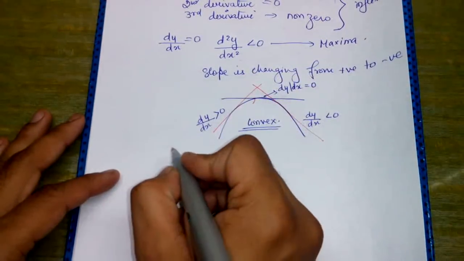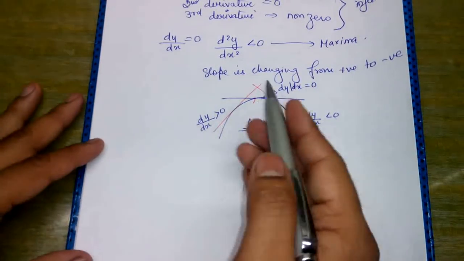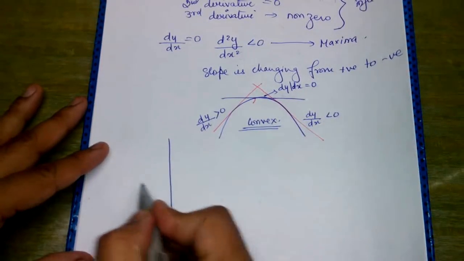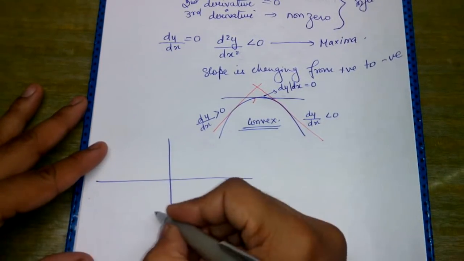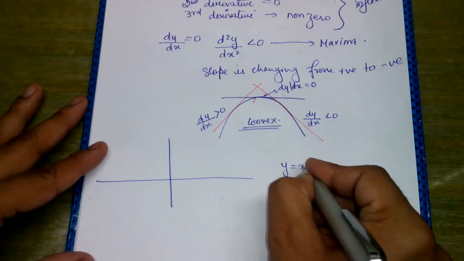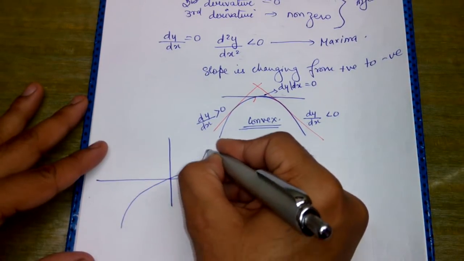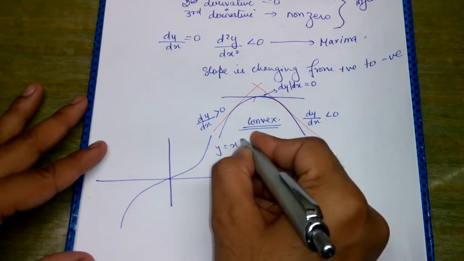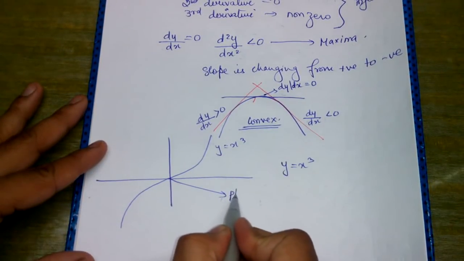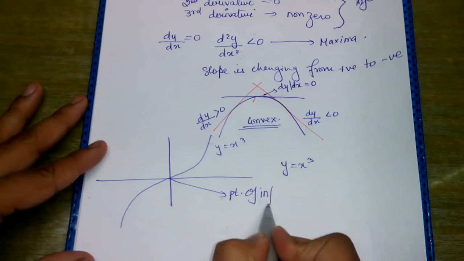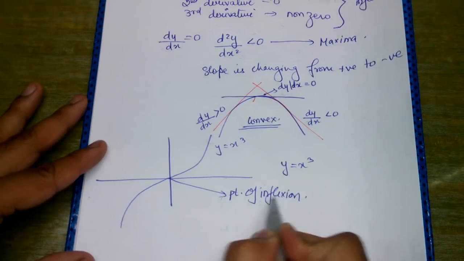As we are looking at it from the upward. So how will we represent the point of inflection? For example, if we draw the graph of y is equal to x cube, this is actually the point of inflection.